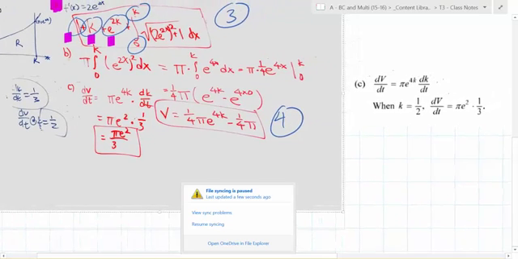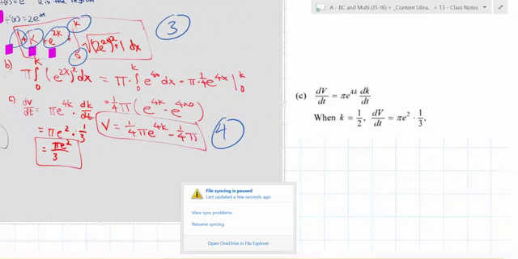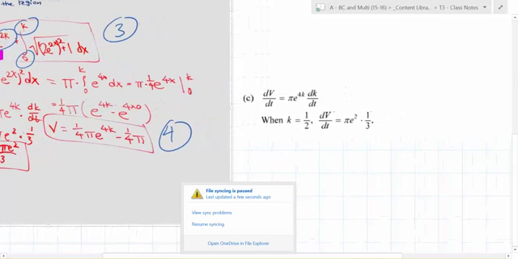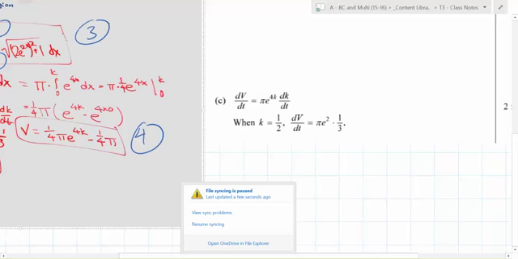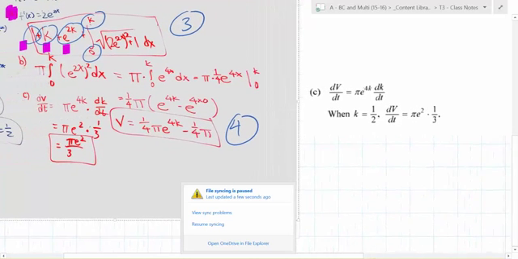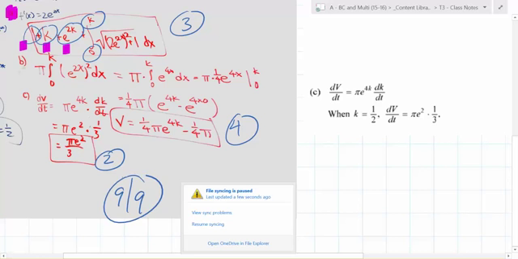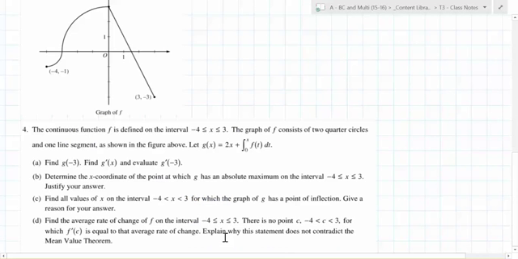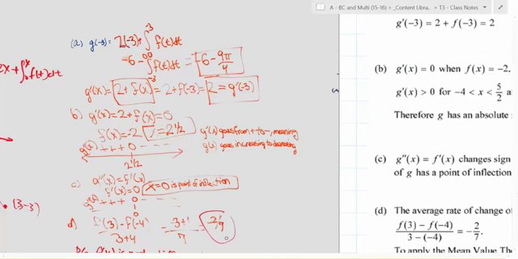So you found dV/dt in terms of dk/dt, and then you just plug in, and you end up, when k equals 1/2, dV/dt is equal to pi e squared times 1/3. Hey, did you get that too? Look at that, 9 out of 9. That's pretty good. I see all 3 of them, so they do get 3 points right there. Nice. And then it is for B.